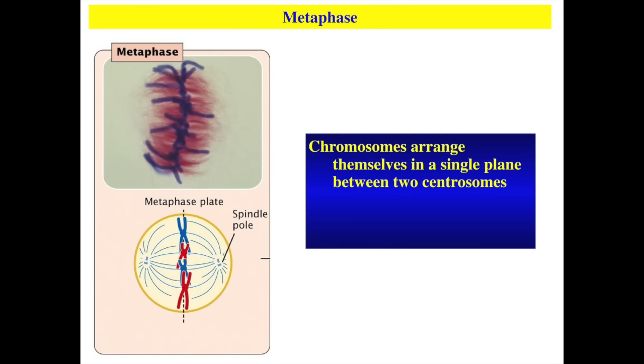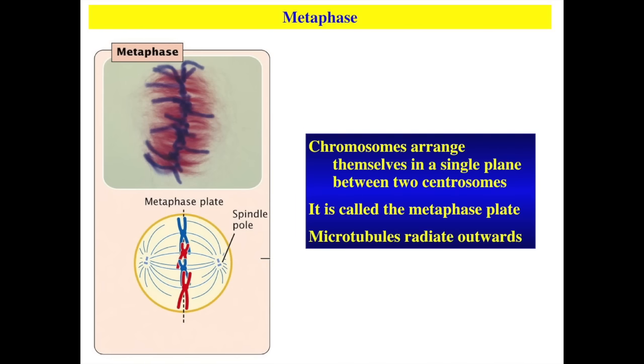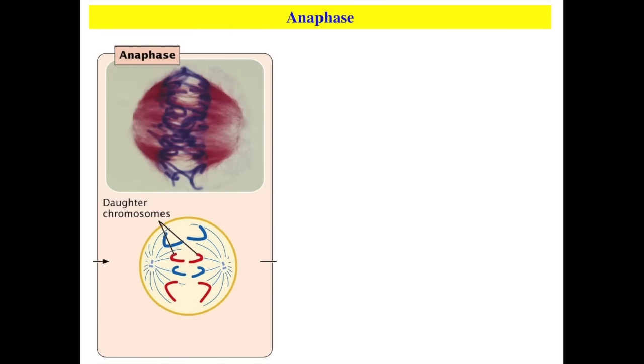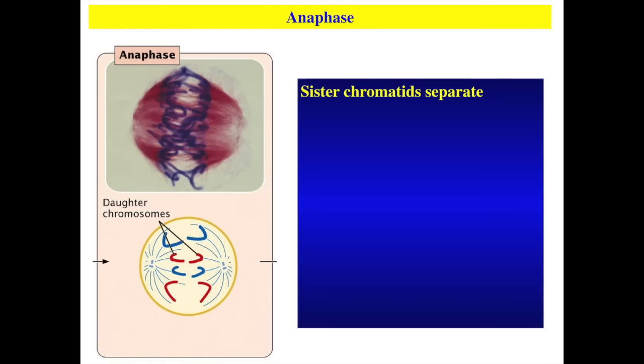During metaphase, the chromosomes arrange themselves in a single plane between the two centrosomes, and this is called the metaphase plate. The microtubules radiate outwards, and during anaphase, the sister chromatids separate and move towards opposite spindle poles.